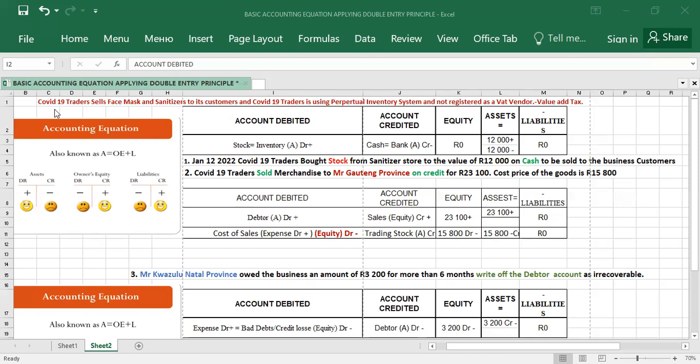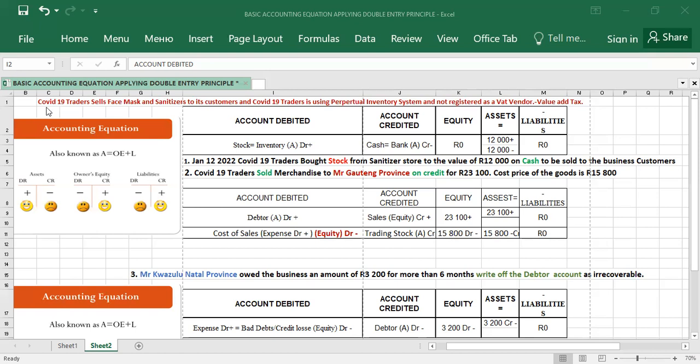Now, today we are going to be working with the business of COVID-19 traders. These are the questions that are related to the business of COVID-19 traders. Now let us read and understand what COVID-19 traders is doing in his business.